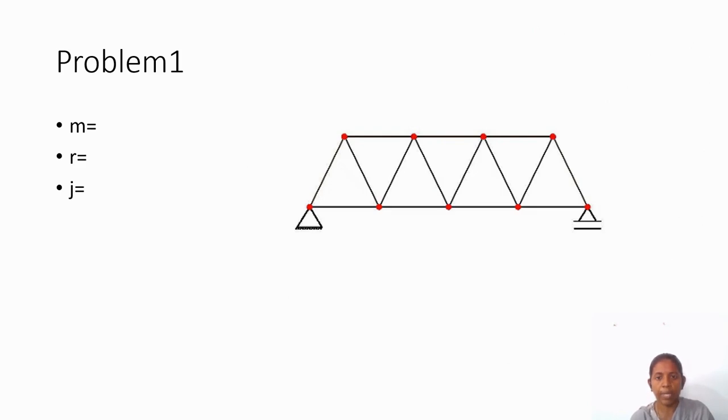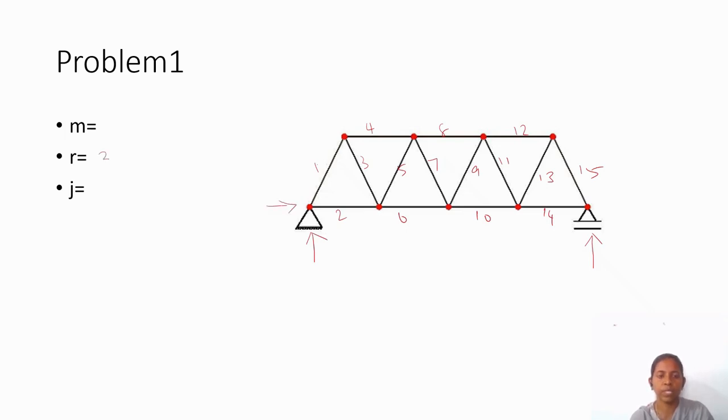So in that way you calculate the static indeterminacy value. In this problem you count the number of members: 1, 2, 3, 4, 5, 6, 7, 8, 9, 10, 11, 12, 13, 14, 15. Reactions: if it is mentioned here, it is a roller type, so this will have only one reaction. This support will have two reactions.